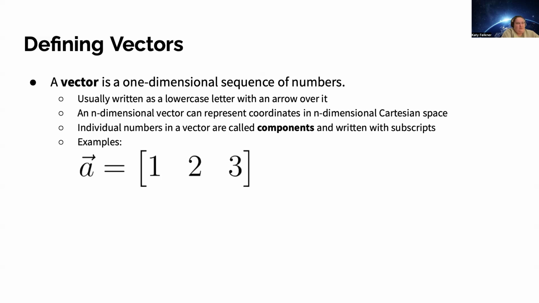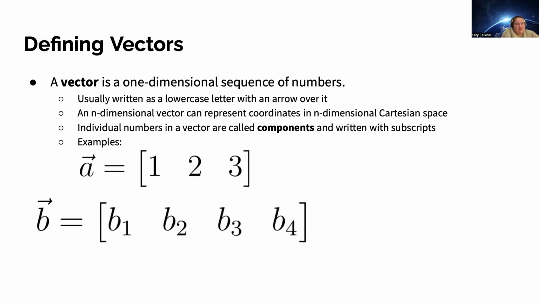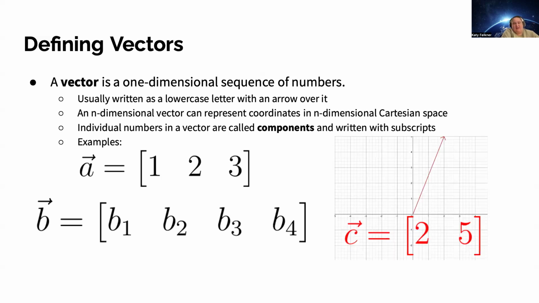So let's look at some examples. Vector A could be 1, 2, 3. Vector B could consist of components B1, B2, B3, B4. And we could have a vector C that is the point (2, 5) on this 2D Cartesian plane. And it's important to know we'll be working with simple integers for this tutorial, but the elements of your vector can be any kind of number. They can be huge numbers, they can be decimals, they can be fractions, anything like that.